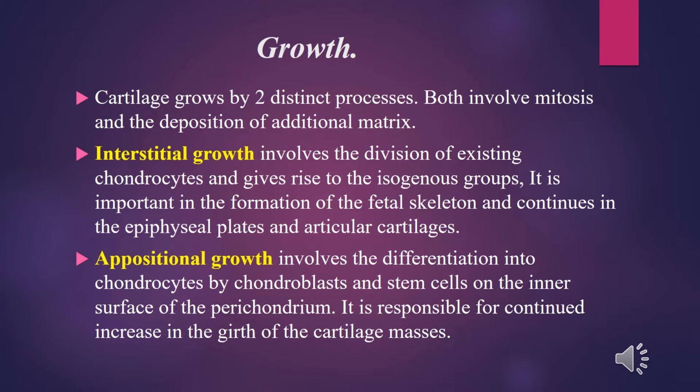In general, chondroblasts divide more and in the end form chondrocytes, which as a result take part in the formation of an isogenous group. I told you before about the formation of an isogenous group. From one chondroblast one isogenous group can be formed.